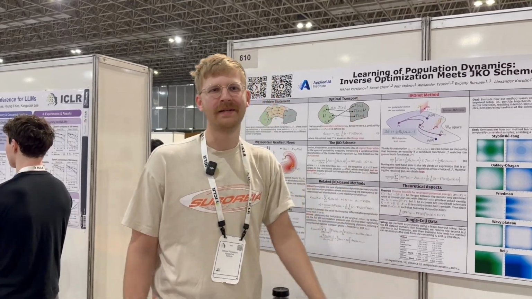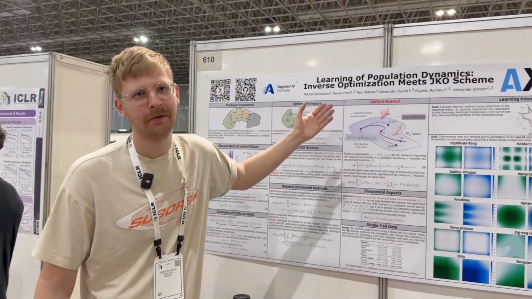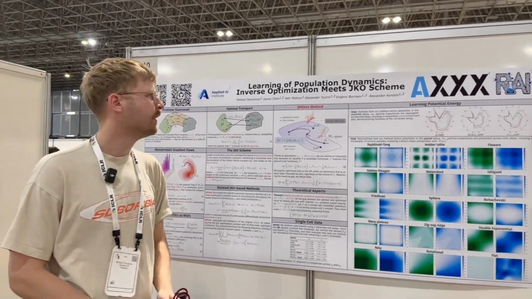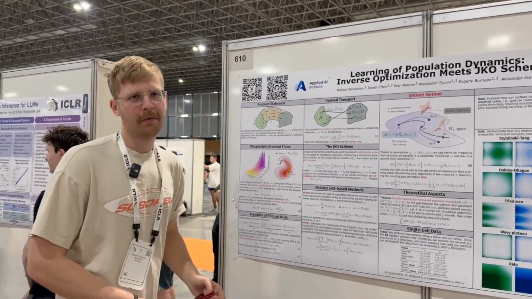Hi, my name is Mikhail Prisyanov, and today I present to you our work called Learning of Population Dynamics: Inverse Optimization meets JKO scheme. So, what is the problem we are trying to solve?